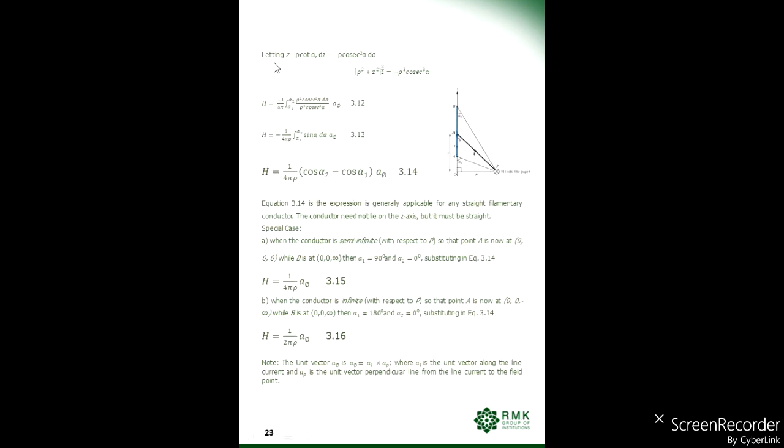So we get equation 3.11. Then we substitute z equal to rho cot alpha, so we get dz, that is the differentiation of z in terms of alpha, dz equal to minus rho cosecant square alpha d alpha. And we calculate rho square plus z square whole power 3 by 2 as rho cube cosecant cube alpha. Now we substitute these terms in 3.11, and if we mathematically simplify this, we get the magnetic field H bar equal to 1 by 4 pi rho times cos alpha 2 minus cos alpha 1 in terms of A phi cap.